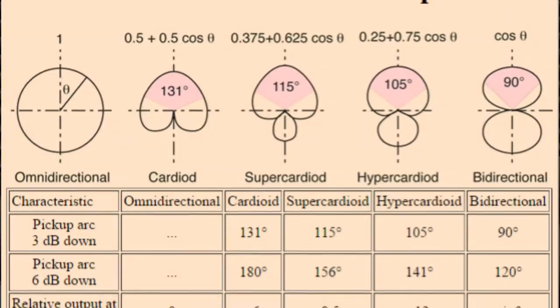Now, if you play with the balance between the positive lobe and the negative lobe on a bidirectional microphone and change the ratio from 50-50 to, let's say, 70-30, then what you're going to get is less cancellation on the rear lobe, and you're going to get more reach out of the positive lobe. And this is where patterns like hypercardioid and supercardioid come from.